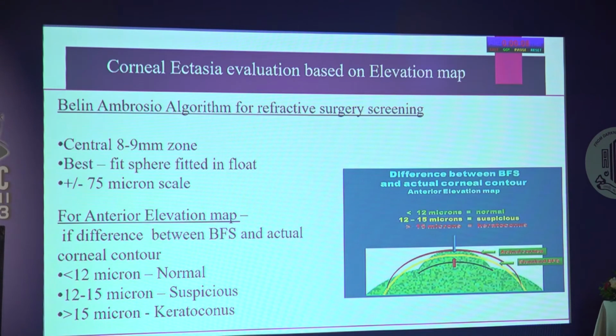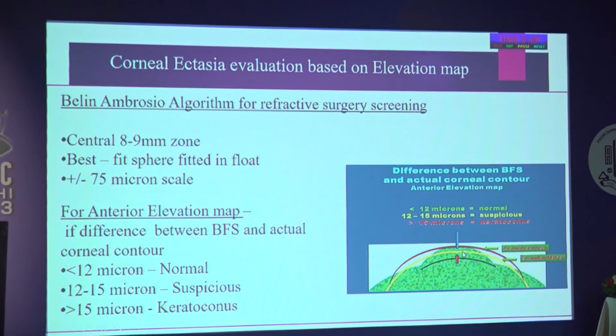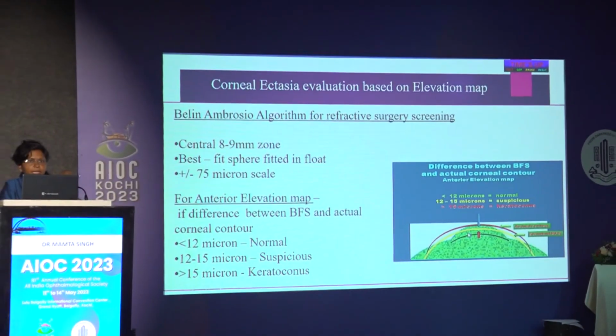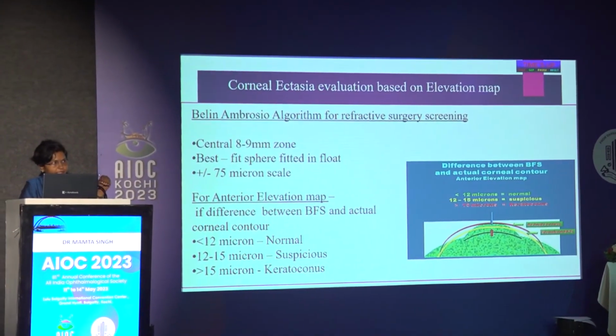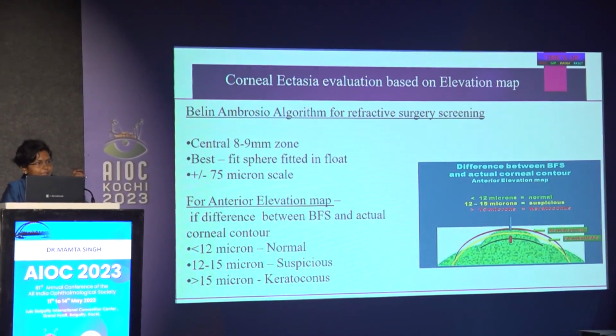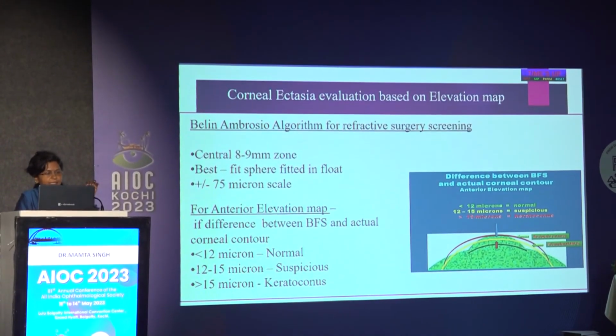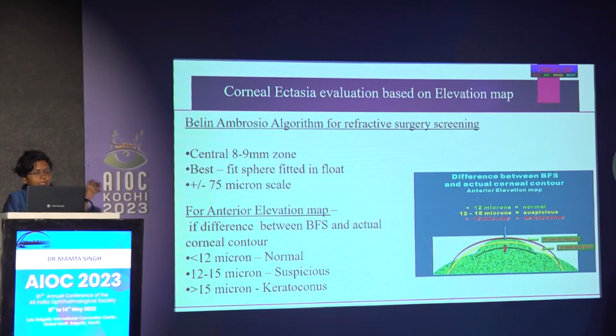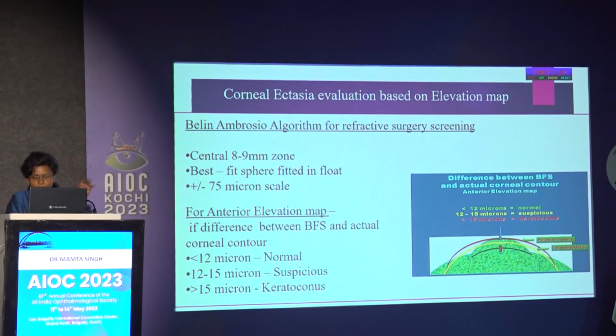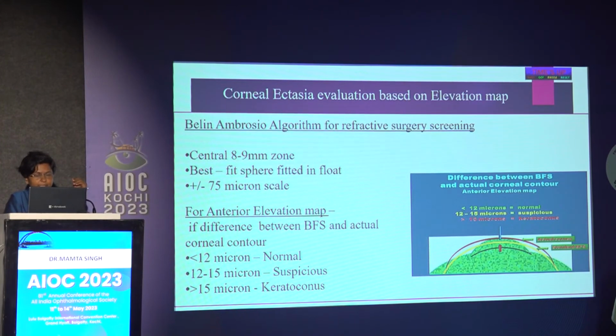The most common algorithm used is the Belin-Ambrosio algorithm. They analyze the central 8 to 9 millimeter and choose the best fit sphere as the reference sphere, and the scale varies from plus 75 to minus 75. So in comparison to the reference surface, if the anterior surface of the cornea is elevated less than 12 micron, that is, if the value is less than plus 12, this is normal. Between 12 to 15, this is suspicious, and more than 15, that is keratoconus. That was the original algorithm. Now we have this revised algorithm, also the enhanced ectasia scale.